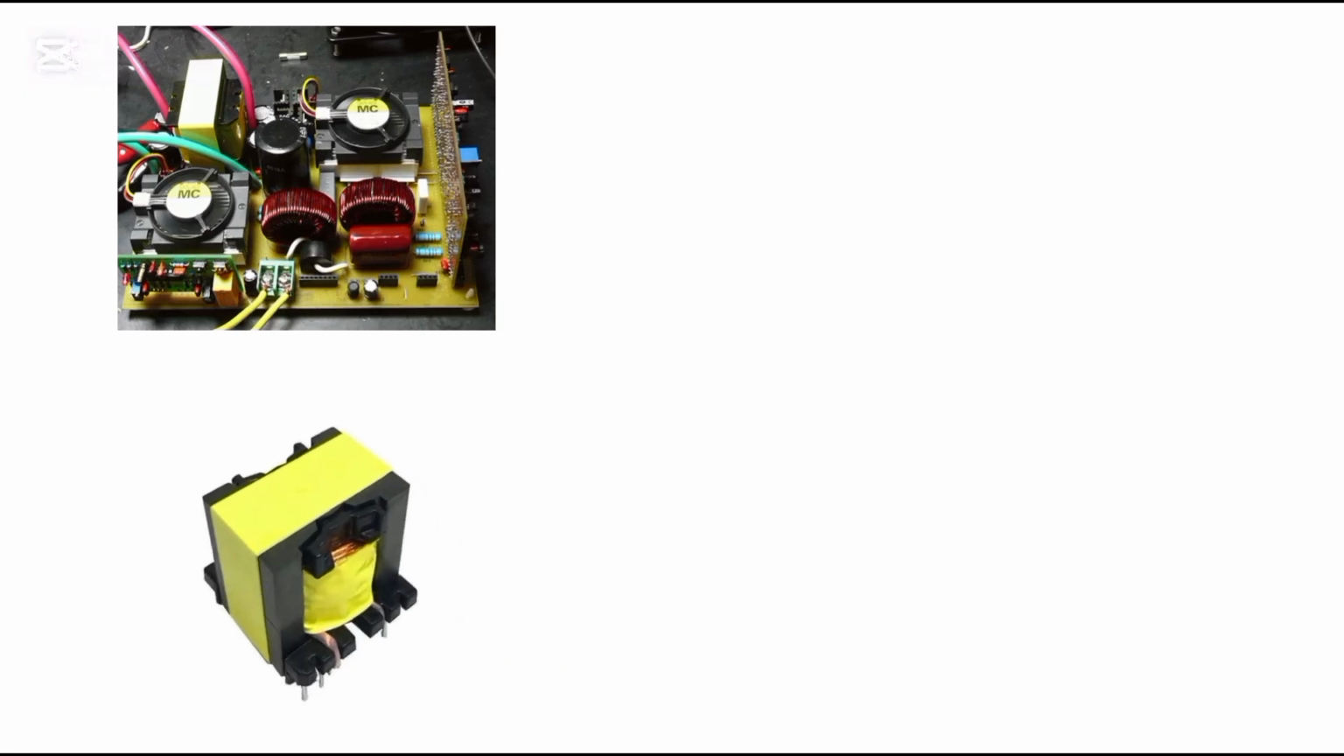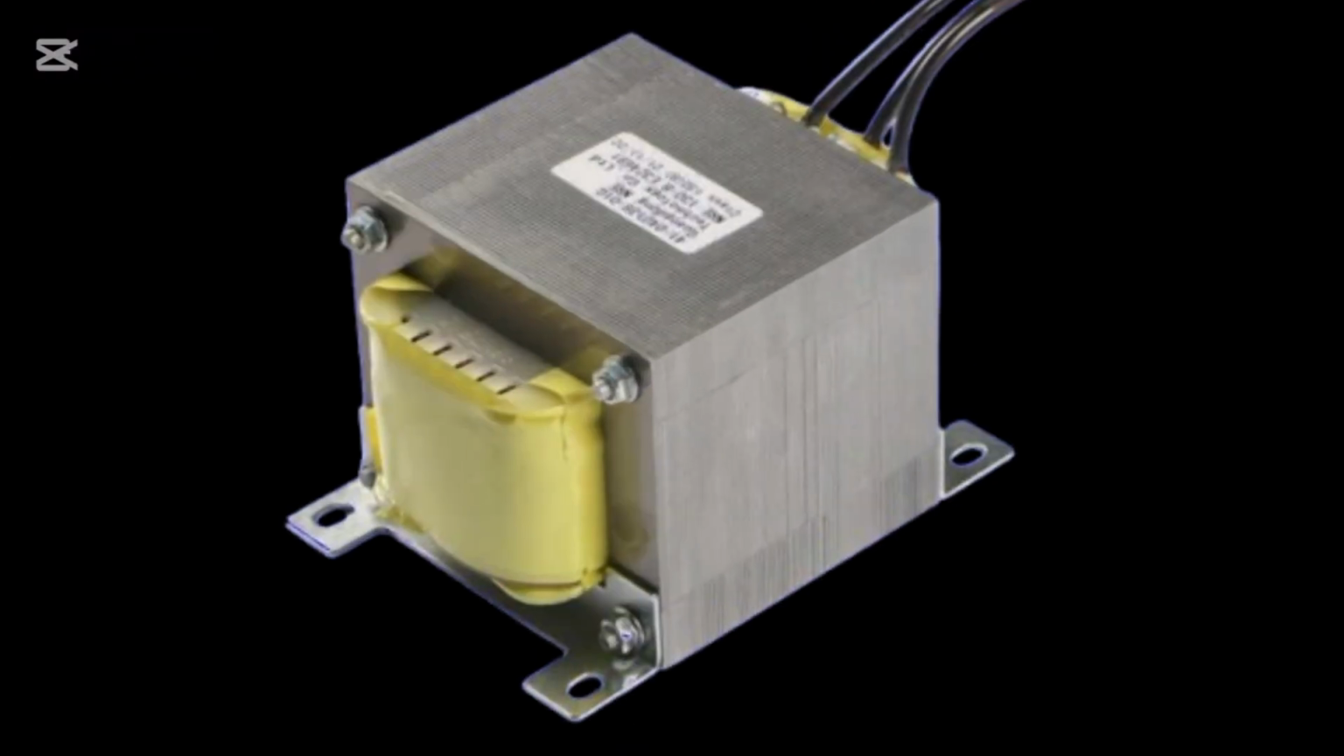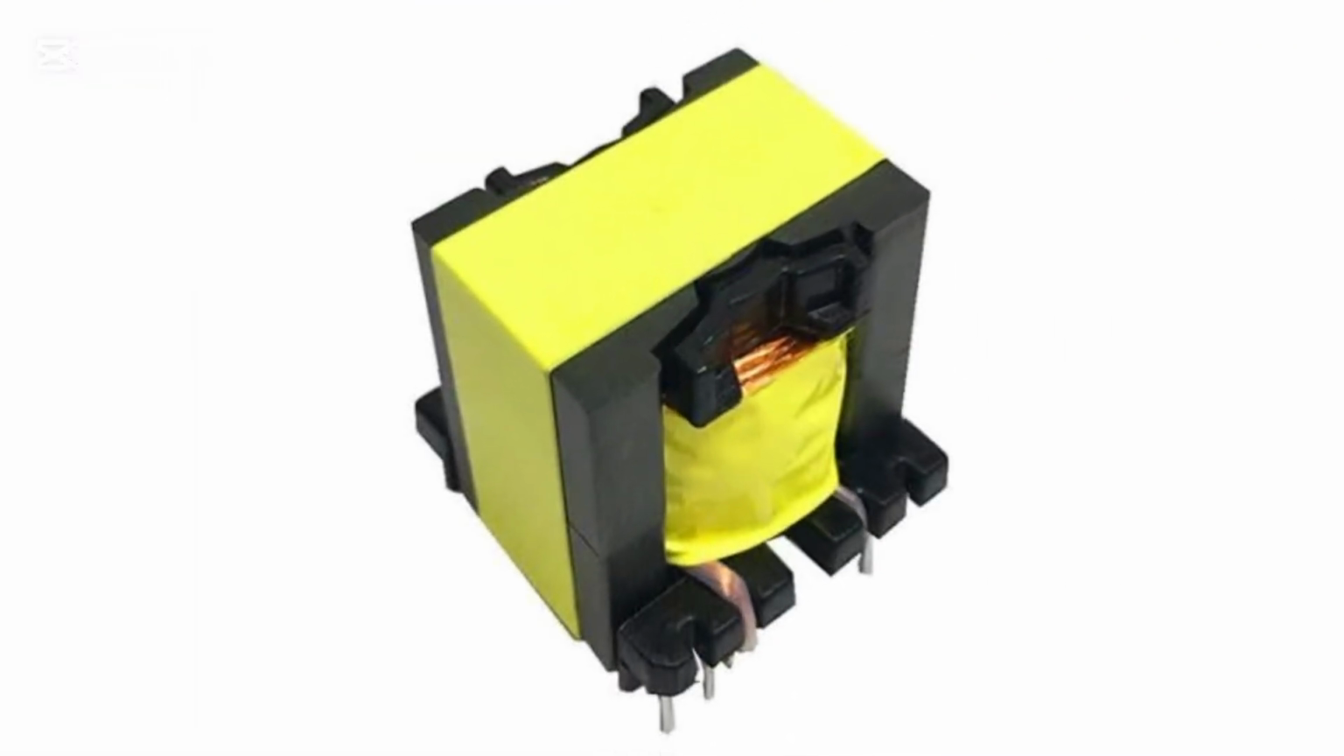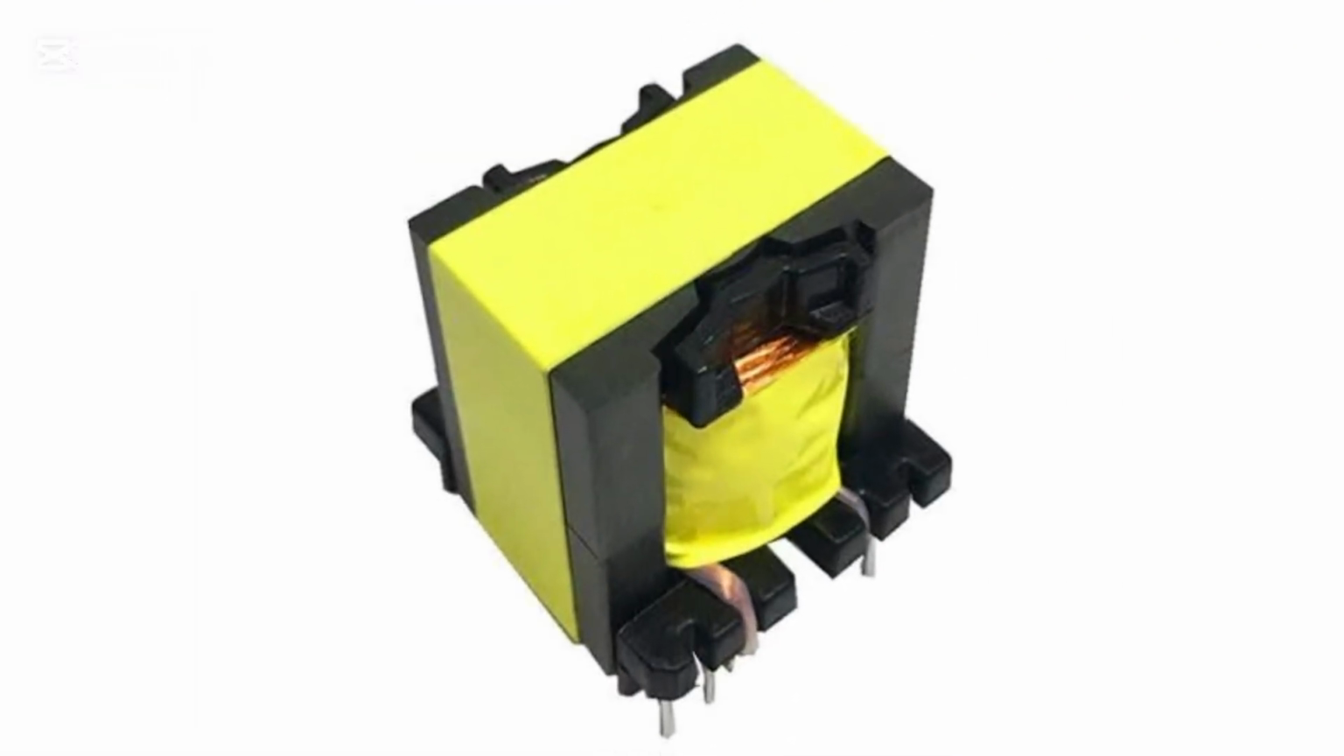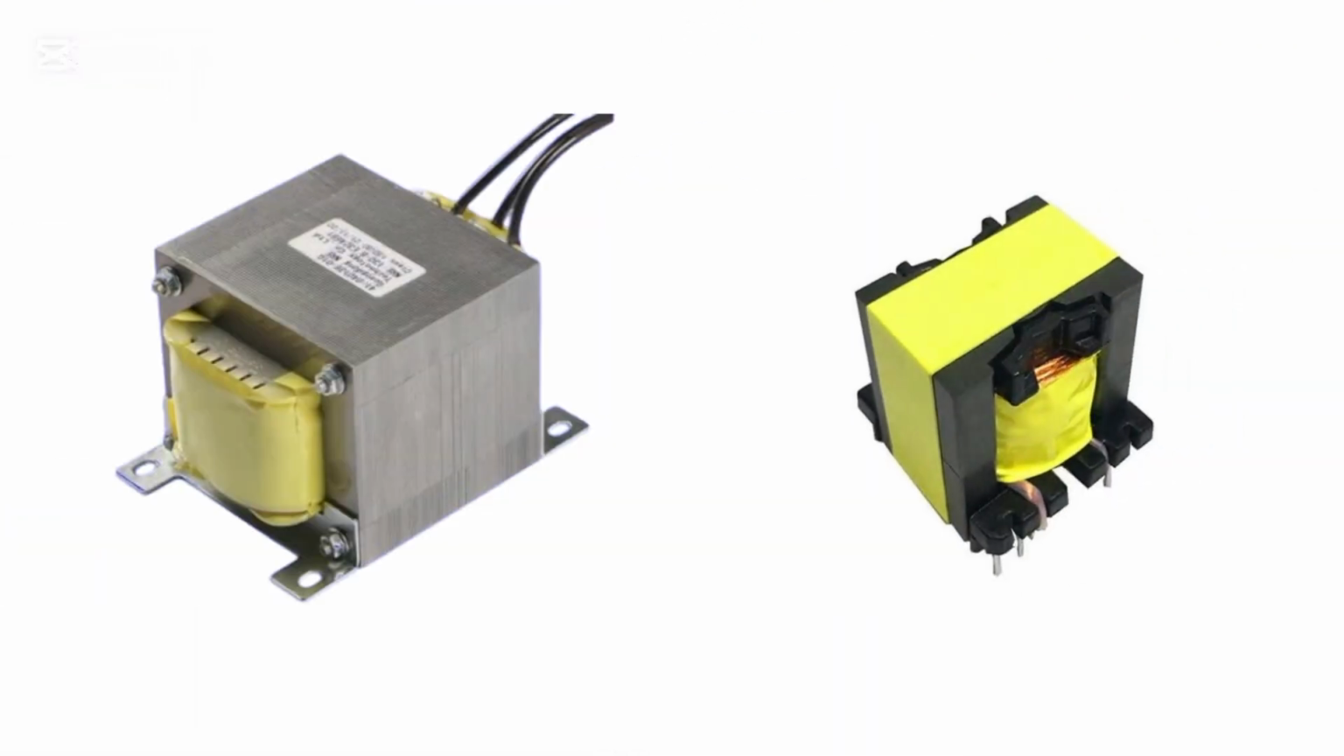Let's see these differences up close. Here's a traditional low-frequency transformer. Notice how bulky and heavy it is. Now, compare it to this compact high-frequency transformer from a modern inverter. The difference in size and weight is dramatic thanks to the higher switching speed. Take a closer look at the windings, the core materials, and the physical design. Each type plays a crucial role in how efficiently and safely the inverter delivers usable AC power.